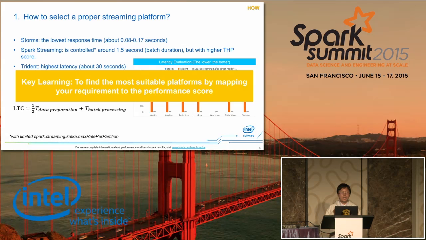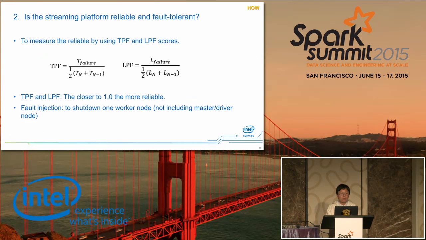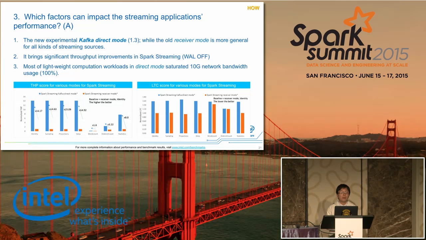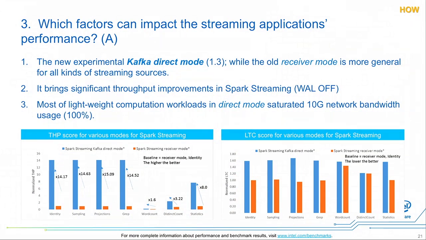Okay, since the time is limited, I will skip the second question and go to the next one. What kind of factors can impact the stream system? That's the most frequent question from our partners or customers. So here we give some examples. The first one, we compare the Kafka direct mode for Spark Streaming versus the old general receiver mode.